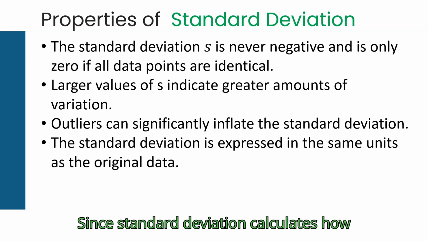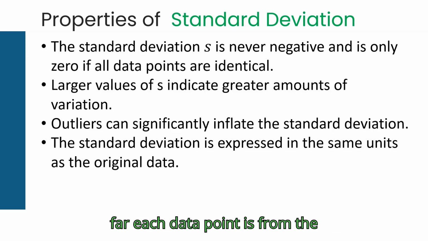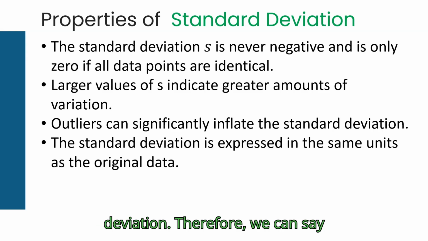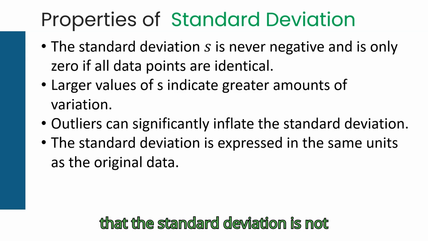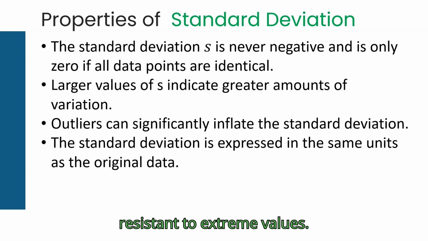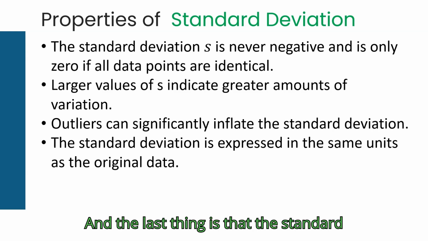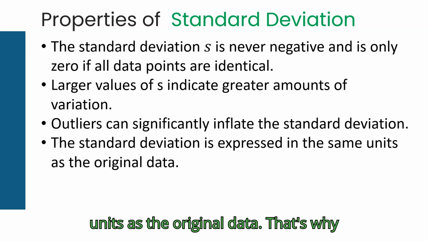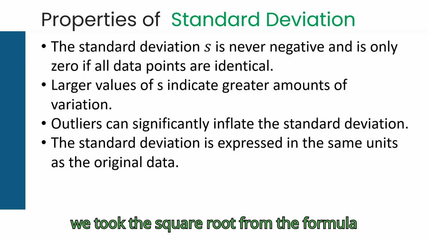Since standard deviation calculates how far each data point is from the mean, an outlier can significantly increase the standard deviation. Therefore, we can say that the standard deviation is not resistant to extreme values. And the last thing is that the standard deviation is always expressed in the same units as the original data. That's why we took the square root in the formula at the end.